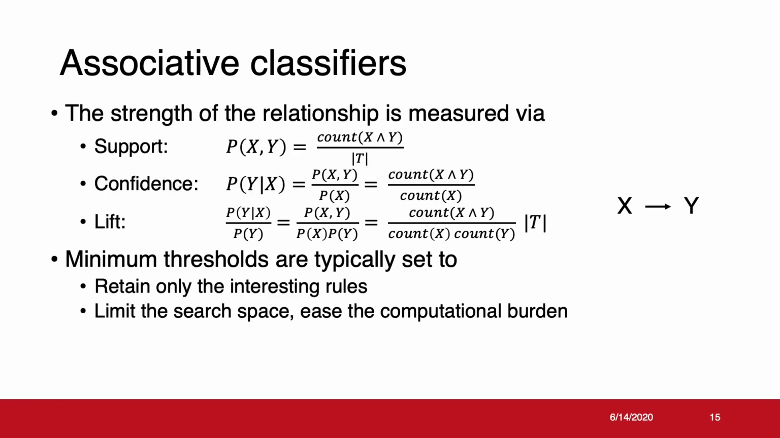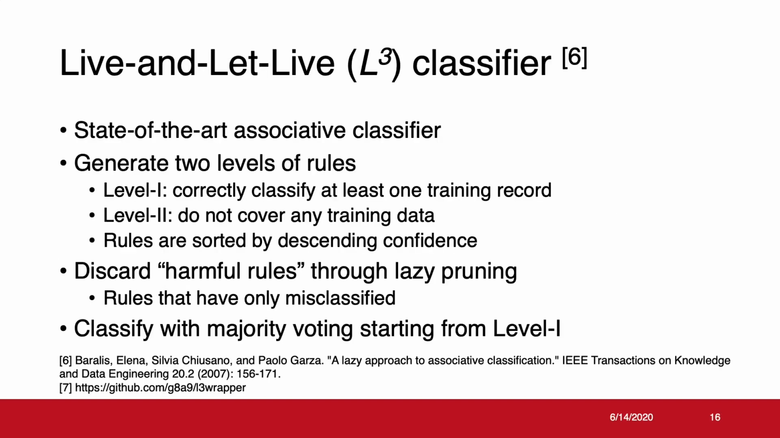This is a brief overview of the main measures used to assess the quality of rules in an associative classifier. The most common are the support, the confidence, or the lift or interest. Typically, thresholds on these measures are set to retain only the interesting rules and at the same time lower the computational and memory costs of mining algorithms.